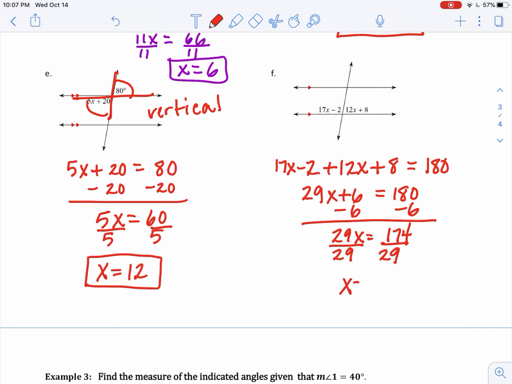And we're going to get, oh, I don't have my calculator with me. Let me think. 6. It's going to be 6. So 29 goes in 174 6 times. And so that's our final answer because all we were doing is solving for x. And I keep forgetting to write what we have. We have a set of linear pairs. All right.